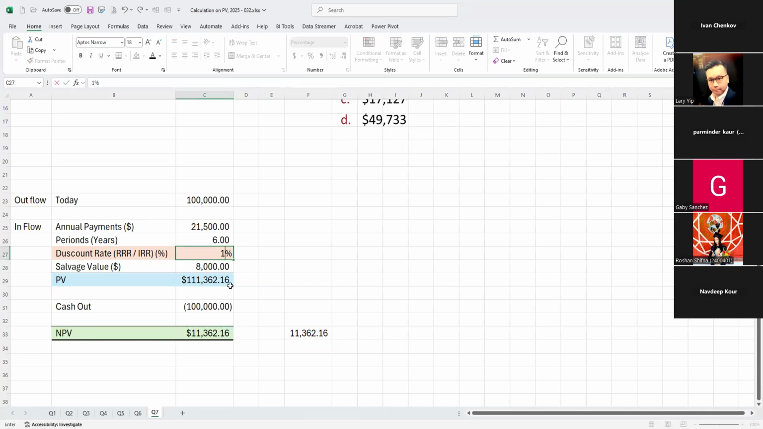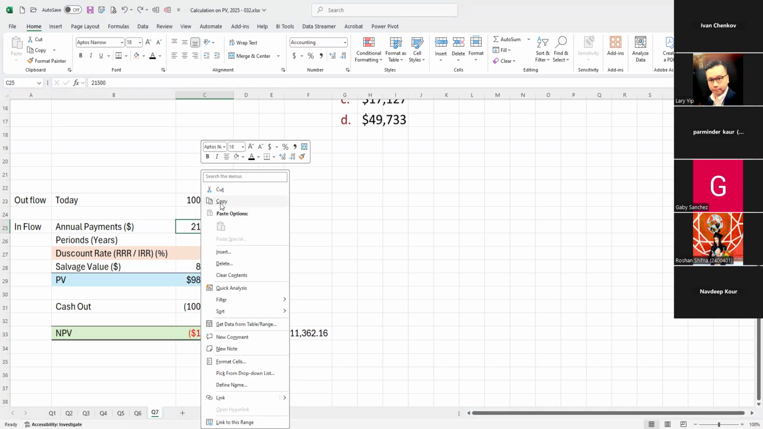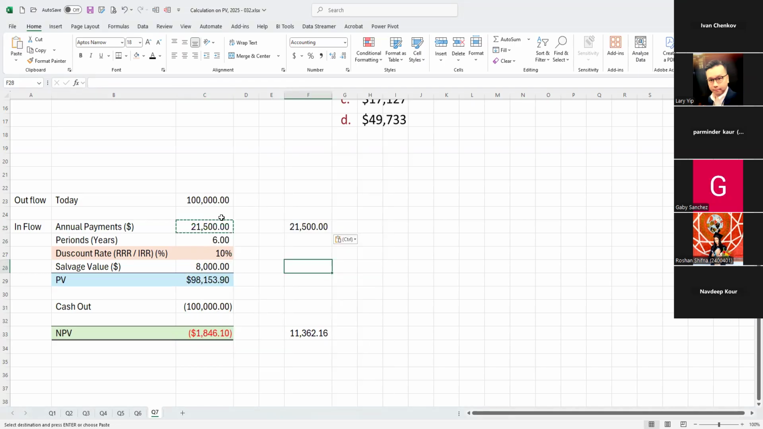If we increase the percent to 10, you can see the present value went down. So the question is, how can we bring it back to 11,362? Well, we have to increase something in terms of cash. So if we get, let's say, 25,000, okay, so 24,000, 24,500. Now you can see, in order to get the same amount, my annual payment was 21,500.